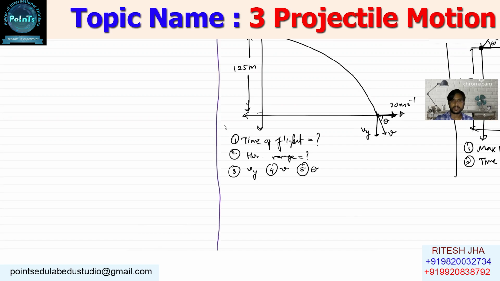All right. So here in this half projectile, what we have to calculate is the time of flight. For the time of flight, again, you can't use the horizontal motion. Why can't we use the horizontal motion? Because you're not given the horizontal distance covered.